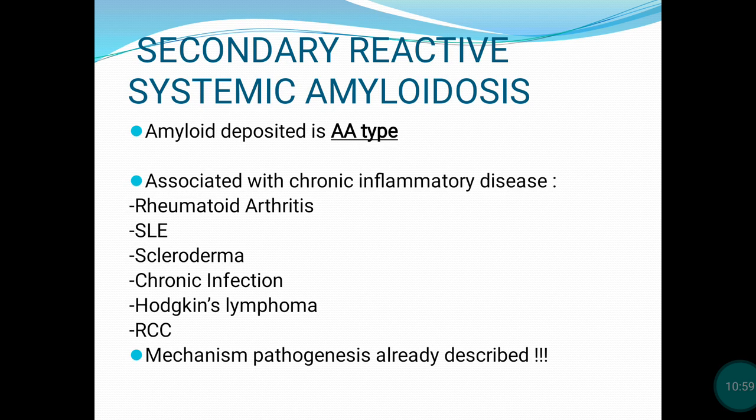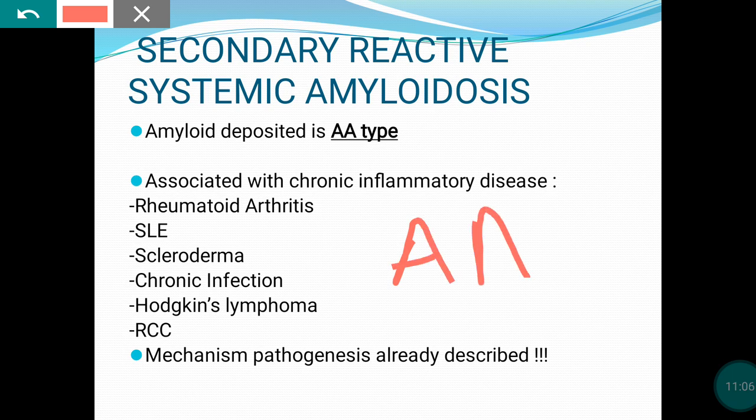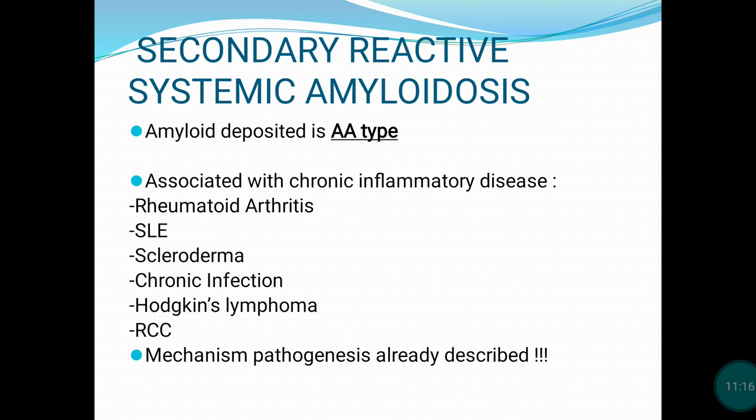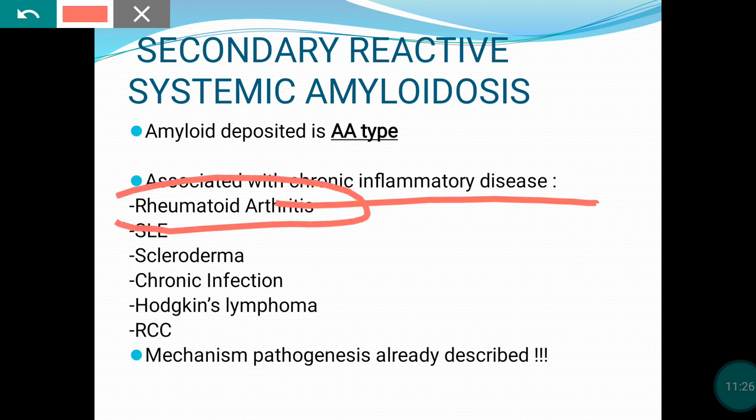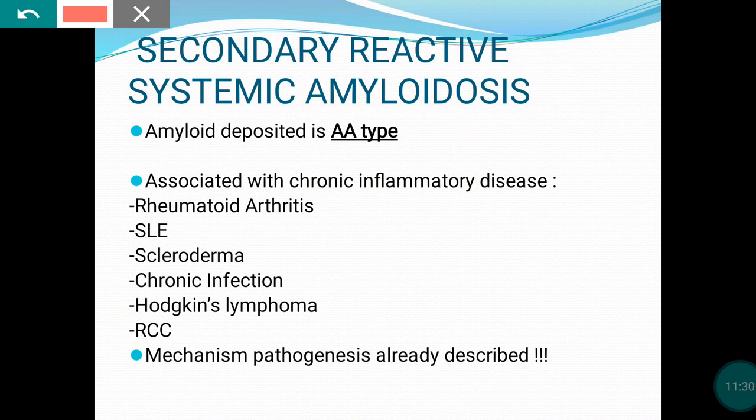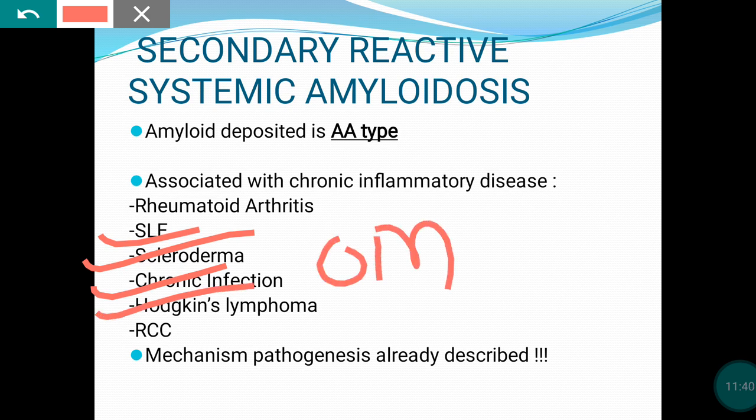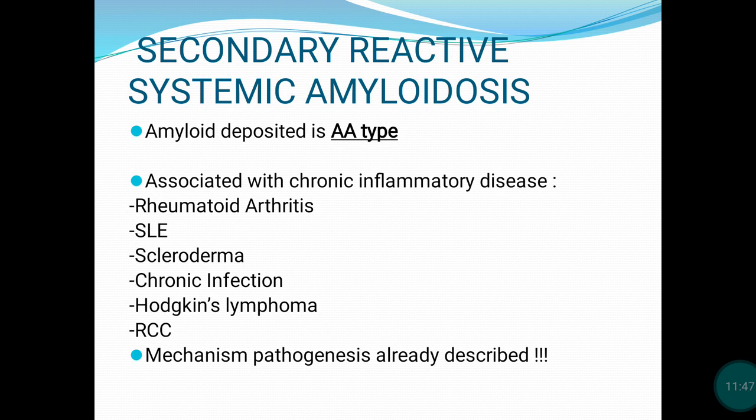Now secondary reactive amyloidosis. As we have discussed, in the secondary amyloidosis, the amyloid type is amyloid associated deposition, AA type, that is due to serum amyloid associated protein. Now which are the associated chronic inflammatory disease in the secondary amyloidosis? It's a reactive amyloidosis due to chronic inflammation. So which are the disorder associated? The associated disorder is rheumatoid arthritis, that is the most common one. Another one is SLE. Then it can be due to scleroderma. It can be due to chronic infection like chronic osteomyelitis, dysentery like infection. It can be due to Hodgkin's lymphoma and the renal cell carcinoma. The mechanism is already described, that how AA get deposited.